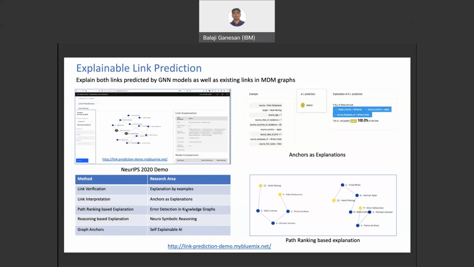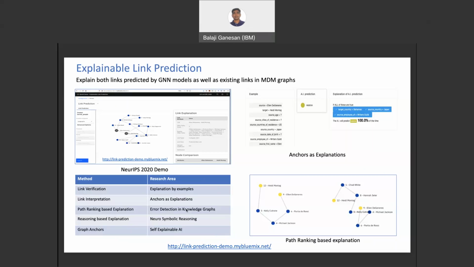For example, the first technique on the top right here, Anchors, comes from the structured data world. This is work done by Marco Ribeiro and others. And we asked whether such work can be adopted for the predictions of graph neural network models. Here we have two people, Ellen DeGeneres and Heidi Montag. These are entities in the TACRED dataset that is widely used in academia. And the model seems to have predicted that these two nodes should be linked.